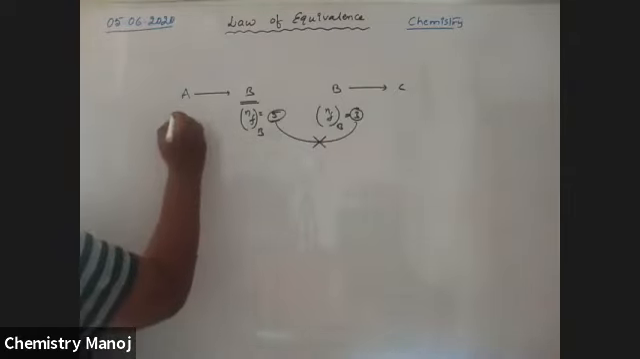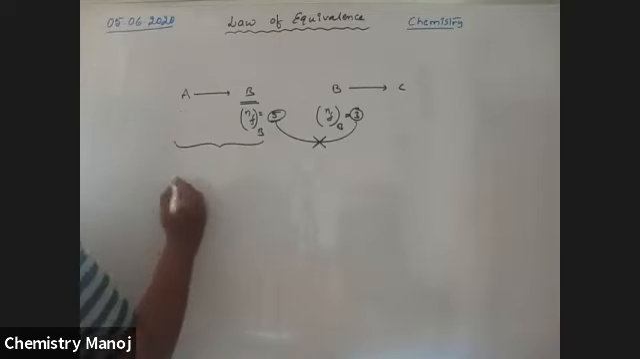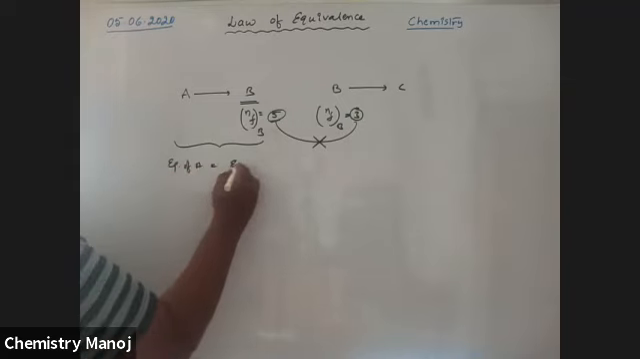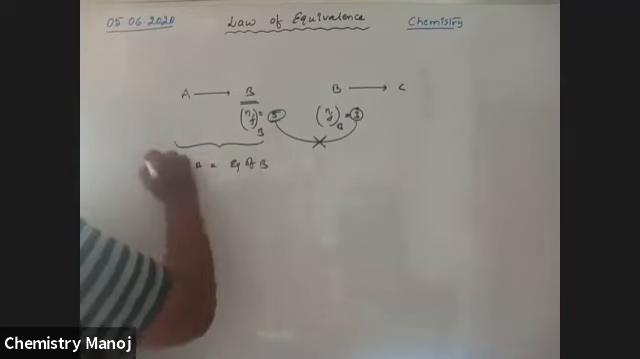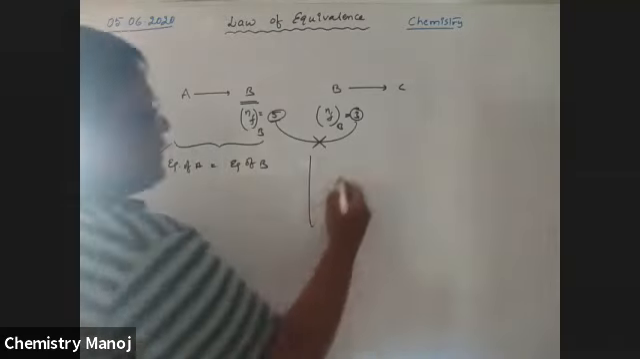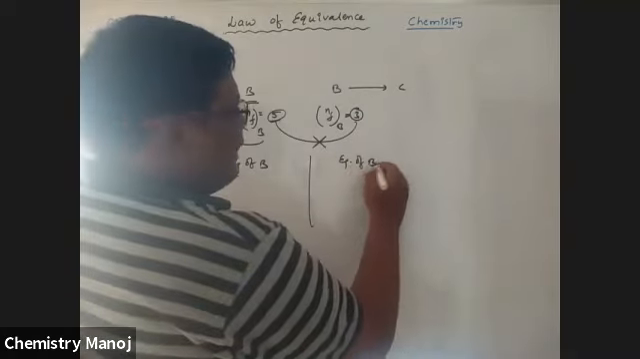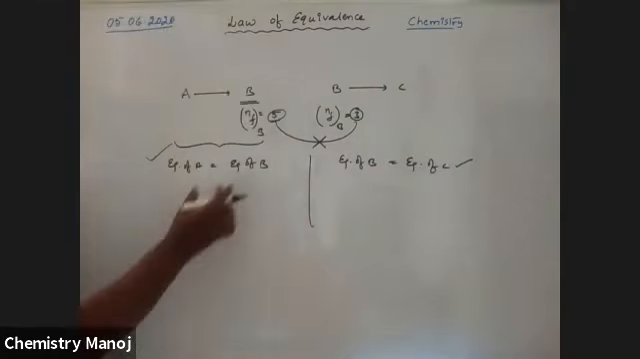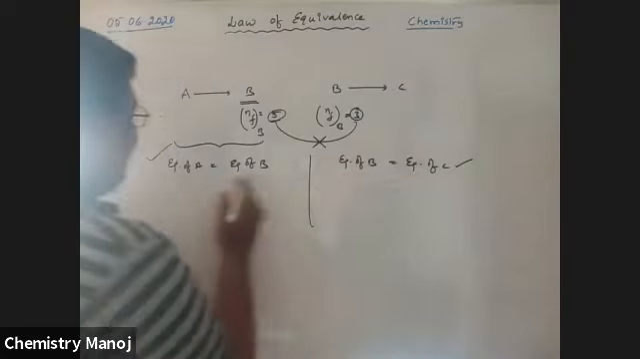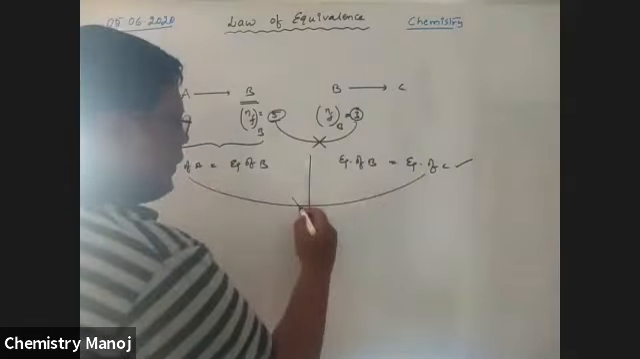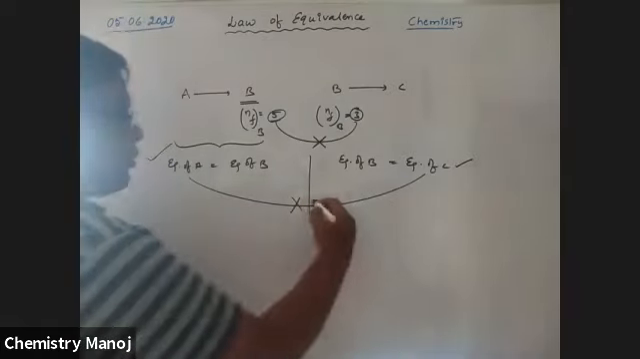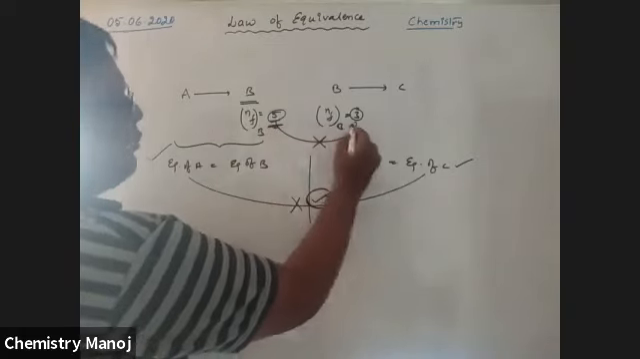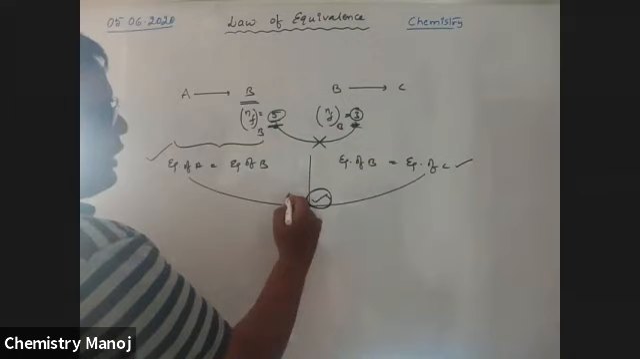Now, from this reaction we can take equivalence of A is equal to equivalence of B. This is possible, no doubt. From this equation, equivalence of B is equal to equivalence of C, and that is also possible. Because this one is equal to this one is equal to this one, these two may or may not be equal. It is possible only if these two n factors are the same. But in this case they are not the same. Therefore, this is not possible.